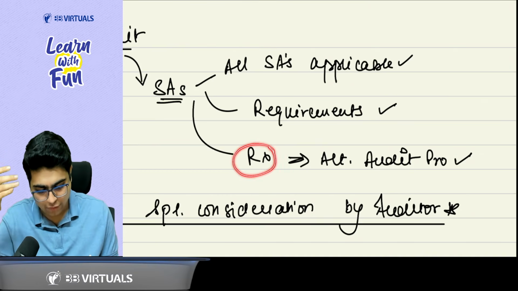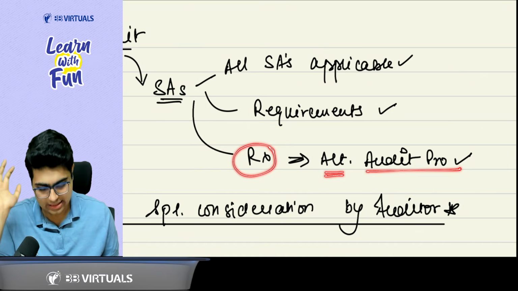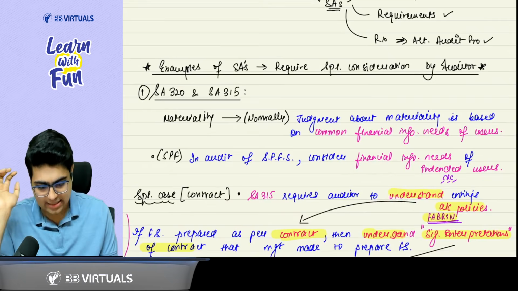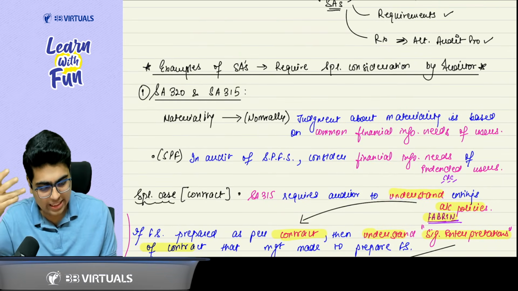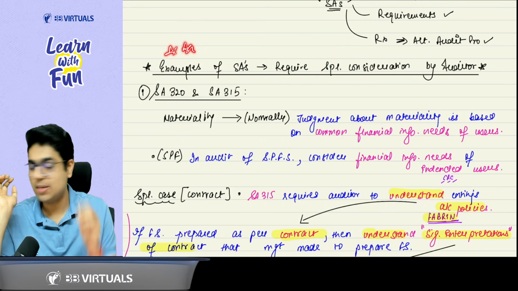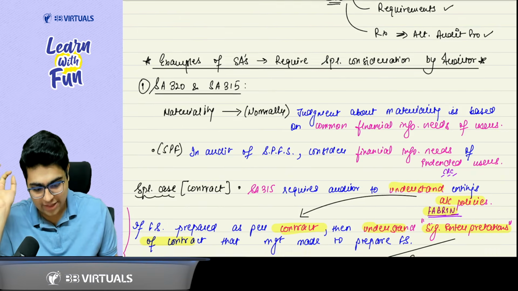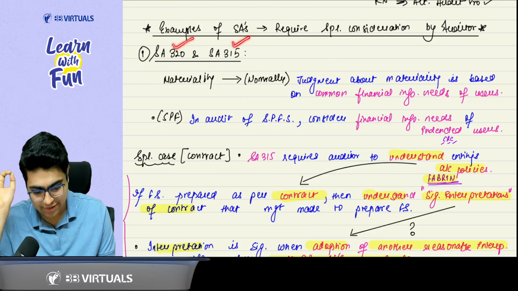If you feel you cannot follow a relevant requirement, you cannot follow a particular procedure, you will perform alternate audit procedure. Deal done? Done, sir. Then it says there are certain examples of SAs which require special consideration. This is very important from exam point of view because there are certain amendments in this case. Please understand carefully. First of all, SA 320 and 315.